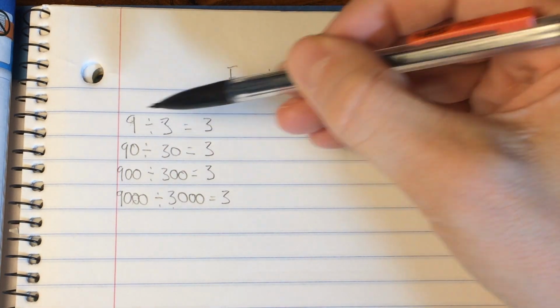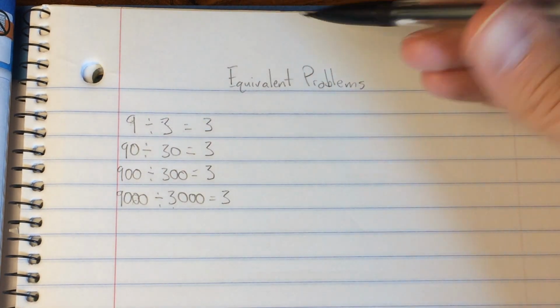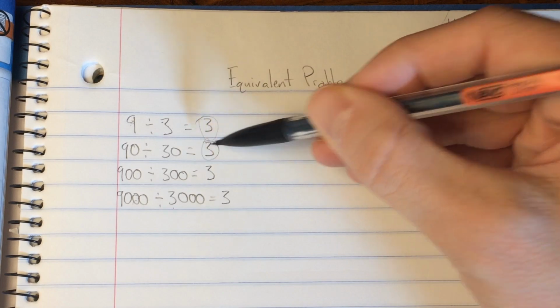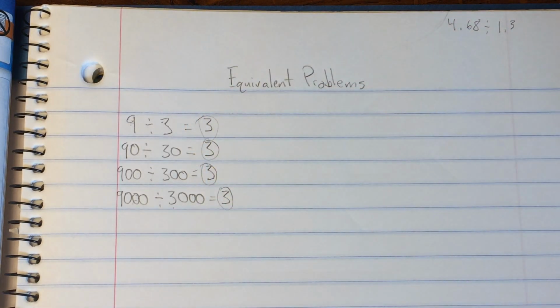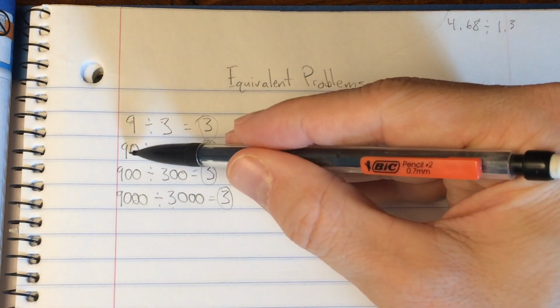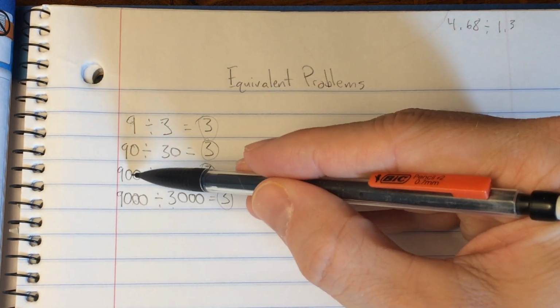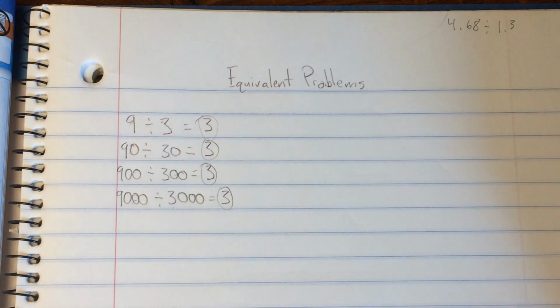By now you should be noticing a pattern. As long as you multiply both numbers by the same thing, your answer is going to end up being the same in the end. Multiply both of them by 10, you still get 3. Multiply them both by 100, then divide, you still get 3. So we're going to take that strategy and use it with decimals today.